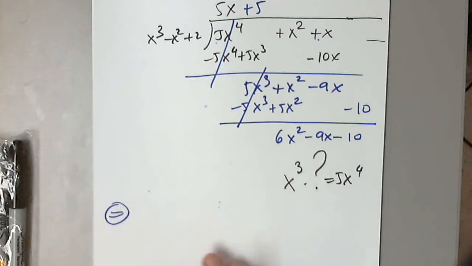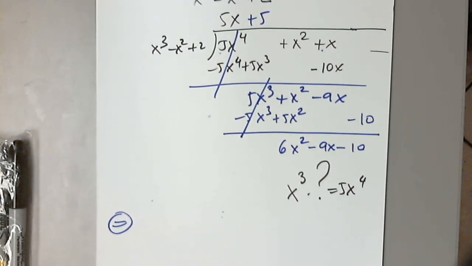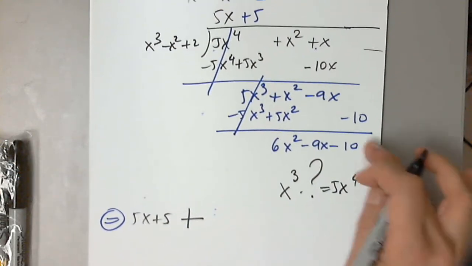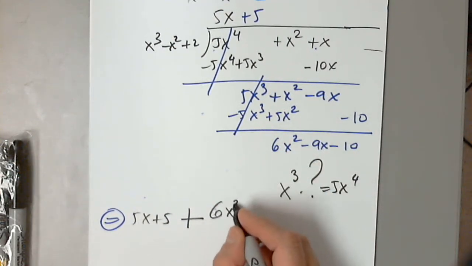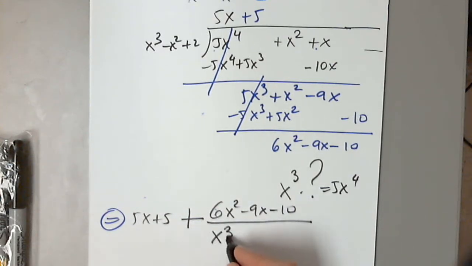Okay, it was not a friendly situation, but here's how we write the function now. Can anyone get us started? Very good, awesome. Plus, I have to write a symbol, all this remainder, 6x squared minus 9x minus 10, everything over x cubed minus x squared plus 2.